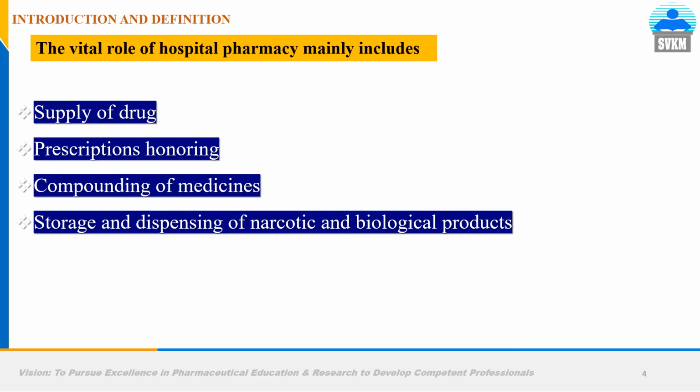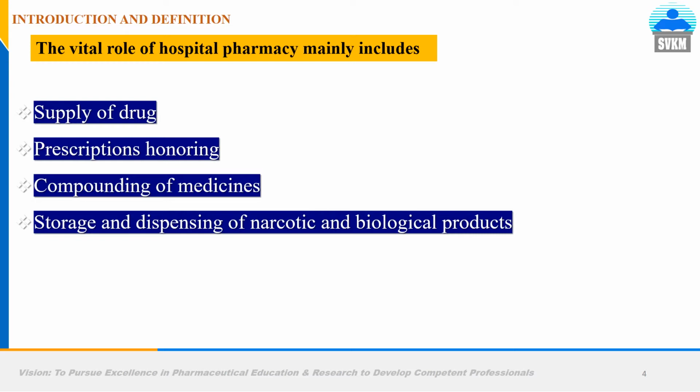Why? Because they are called scheduled drugs, and they come under the category of Schedule X. That's why the main role of a pharmacy is to look after such things. Then moving to biological products, they mainly include three categories of medicines: either the vaccines, the sera, or the immunoglobulins.